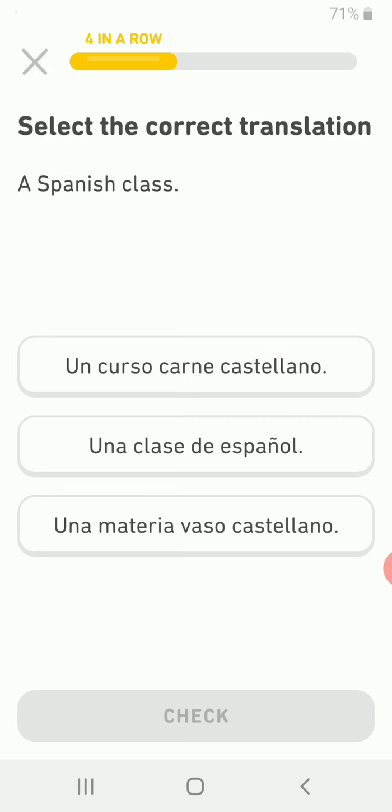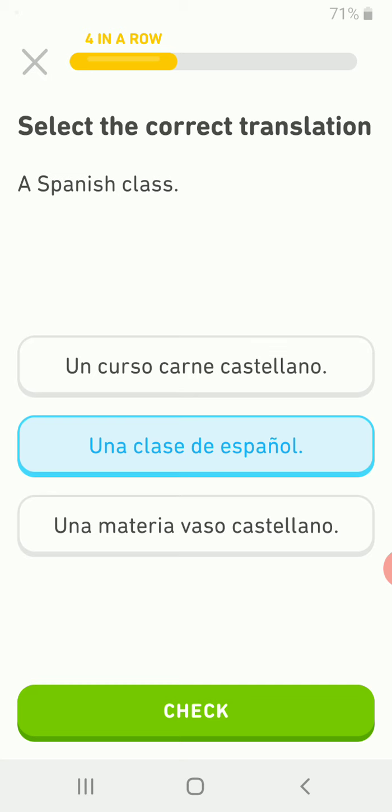Select the correct translation: Spanish class. Una clase de español. Un curso is a course. Carne castellano: carne is meat, castellano is Spanish. It's the dialect, the most spoken dialect in Spain. So instead of saying español, we will say castellano in Spain, because Spanish is of course spoken in other countries, mostly in the south of America. So we'll neglect this. The correct answer is here.